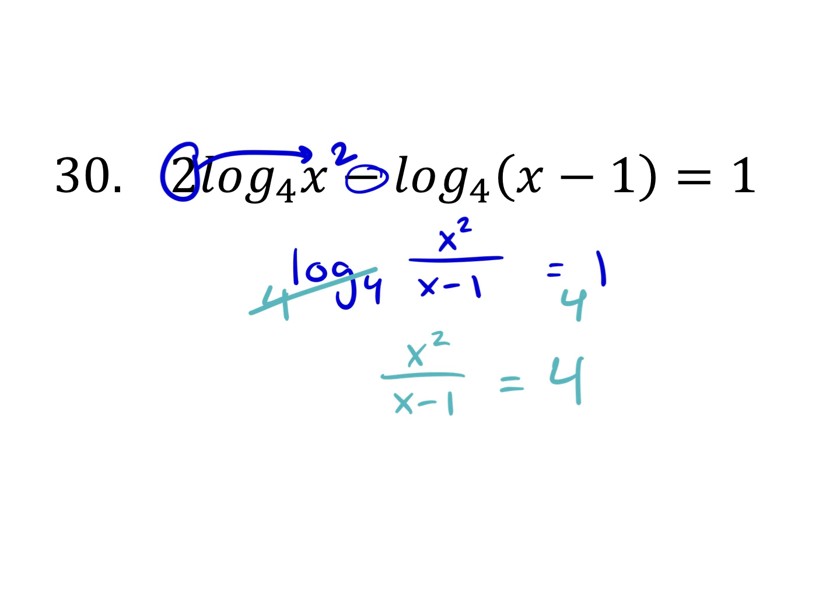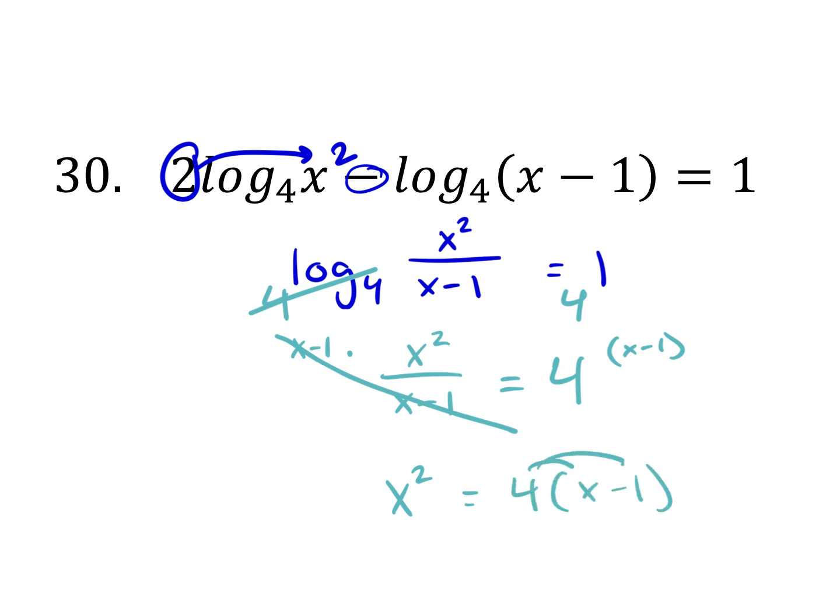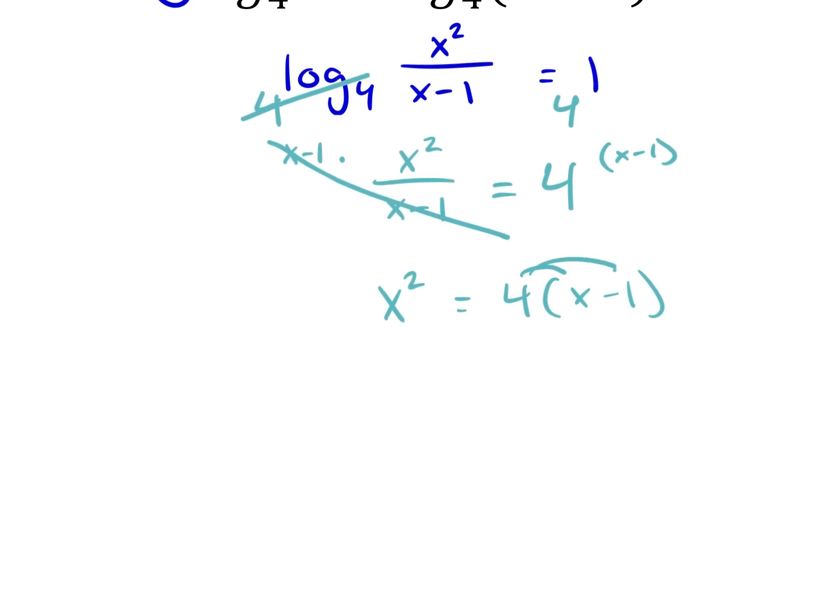What do we do next? Multiply both sides by x minus 1. So it'll cancel on the left side. We're left with x squared equals 4 times x minus 1. What do we do next? Distribute. X squared equals 4x minus 4.